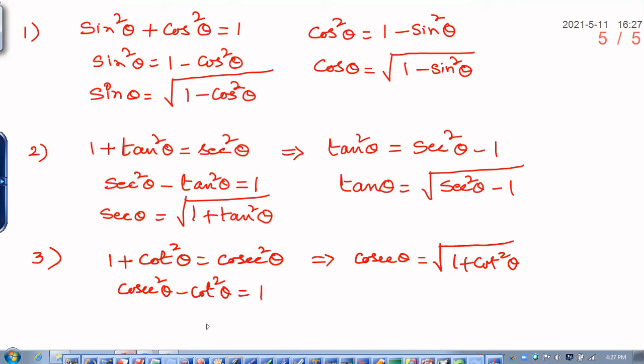Now further we can make cot theta the subject, so we can write cot square theta is equal to, transposing 1 to the RHS, cosecant square theta minus 1. At last we can write cot theta is equal to square root of cosecant square theta minus 1. So in this way we can deduce the fundamental identities and write them in this form.